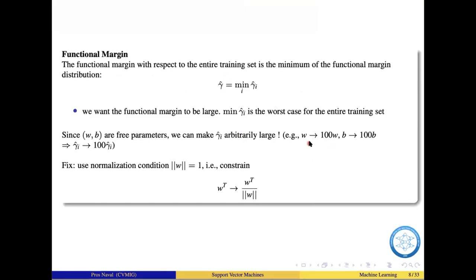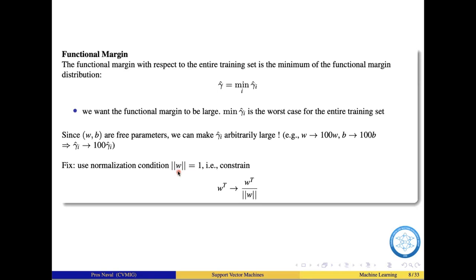Okay, so for example, we have a current value of W, current value of B, satisfying the equation above. If we multiply both by 100, then we get a 100 gamma I, so we make it larger. So there's no constraint. So now we fix this problem by using a normalization condition where the norm of W is equal to 1. In other words, the weight vector should have a norm equal to 1.